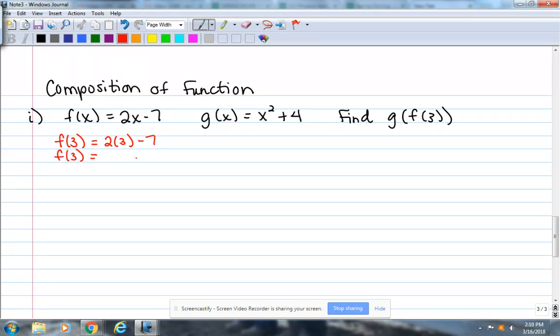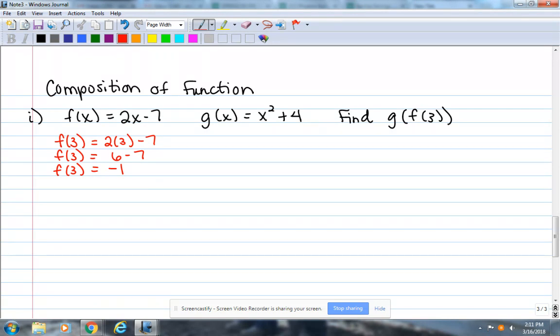And what is 2 times 3? 6. And what is 6 minus 7? So f of 3 equals negative 1. So again, I'm taking what they told me to find, and I'm working from the inside out. So I found f of 3. So this function, f, when x is 3, is negative 1. It's basically the y value of that function, okay, if I was talking about lines.